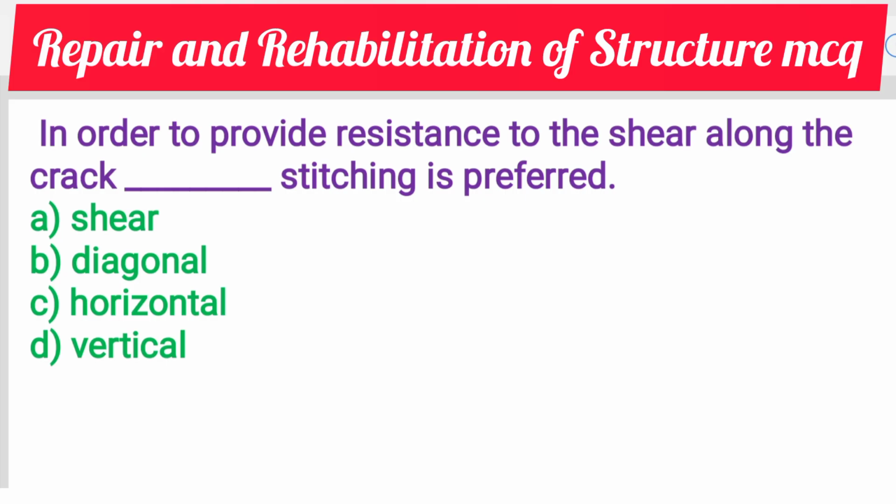Next question. In order to provide resistance to the shear along the cracks, dash stitching is provided. Option A shear, option B diagonal, option C horizontal, option D vertical. So the correct answer is option B, diagonal stitching.